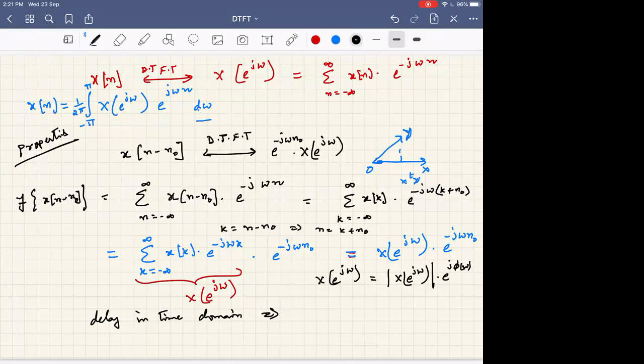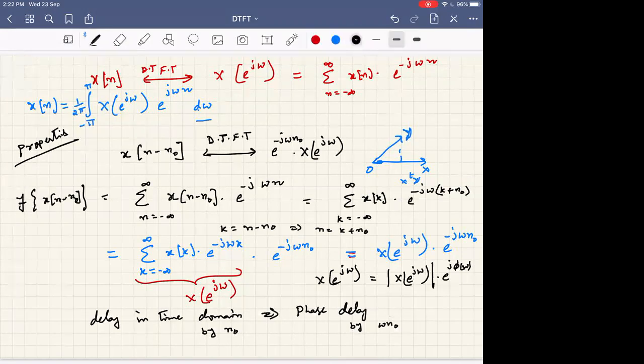Now you should be able to see very clearly and tell. What does this imply here? Sir, the delay in the time domain is adding a phase of minus omega n naught in the frequency domain. Right. So what is the implication here? Phase delay, delay in phase. Phase delay by the corresponding amount omega n naught. So a delay in time by n naught gives a phase delay of omega n naught. Is this clear or not?